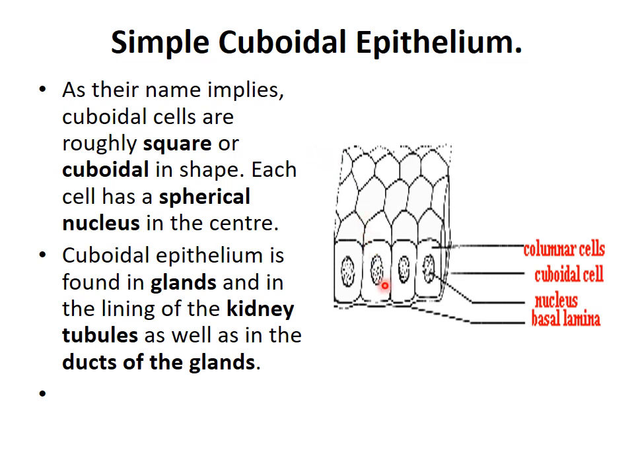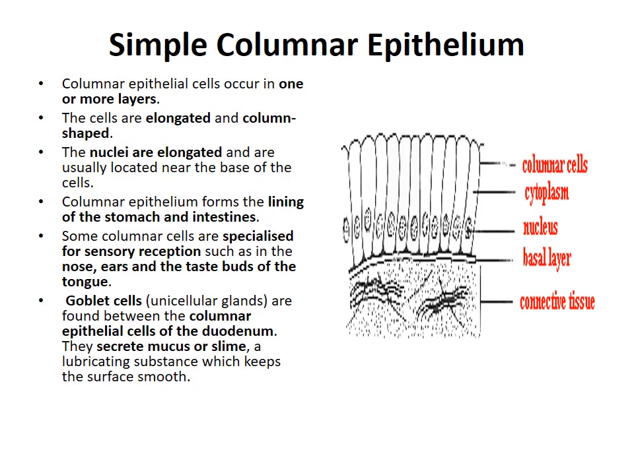So, simple cuboidal epithelium, as the name implies, consists of cuboidal shaped cells, roughly square or cuboidal in shape, and they have a spherical nucleus in the center. So, cuboidal epithelium is found in the glands and in the lining of the kidney tubules as well.